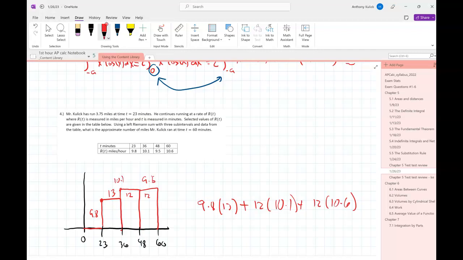Yeah, and now there is a conversion that needs to happen, right? Because this is in minutes, this is in miles per hour. Yep, good job. So what are we going to do? Just take these and divide them by 60 to put them in hours, right?